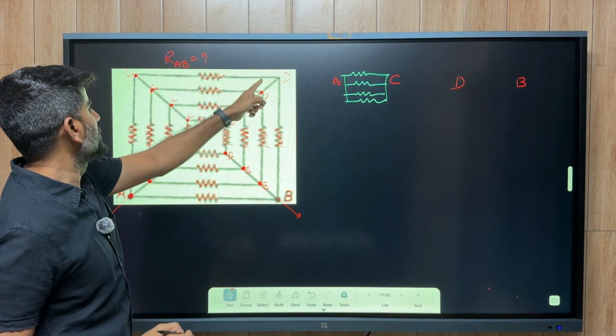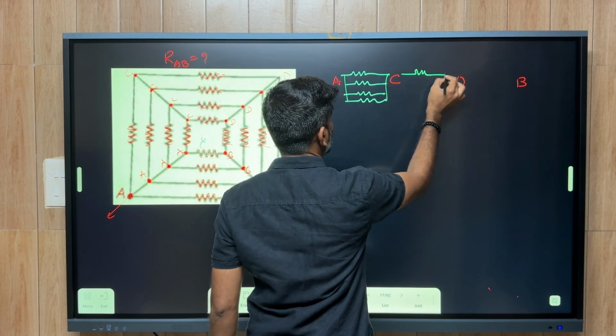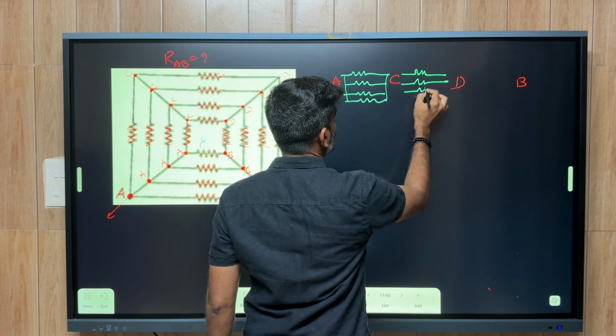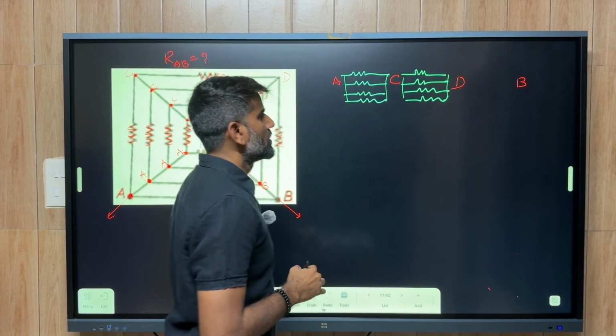Let us identify the resistors which are connected between C and D. C to D: 1, 2, 3, 4 again. Right? 1, 2, 3, 4 again. All the resistances are same.